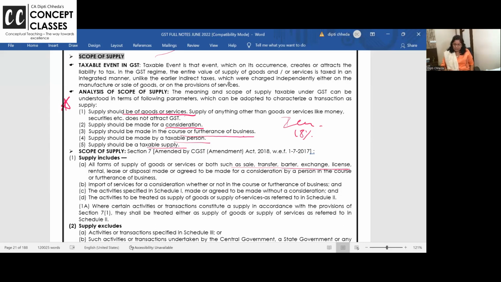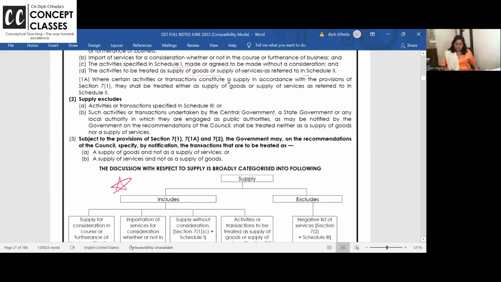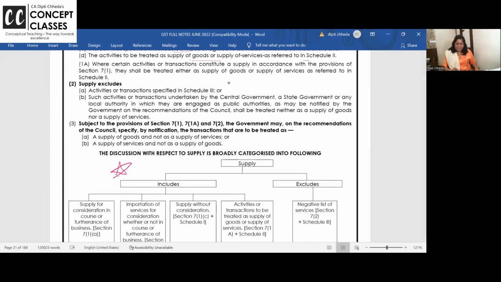Activities specified in Schedule 1 made or agreed to be made without consideration. वही Schedule 1 is the, पैसे नहीं भी आए तो GST लगेगा. Schedule 2, either these are supply of goods or supply of services, and then the last one is exempted. ठीक है? चलो. Supply excludes activities or transactions specifically there in Schedule 3.